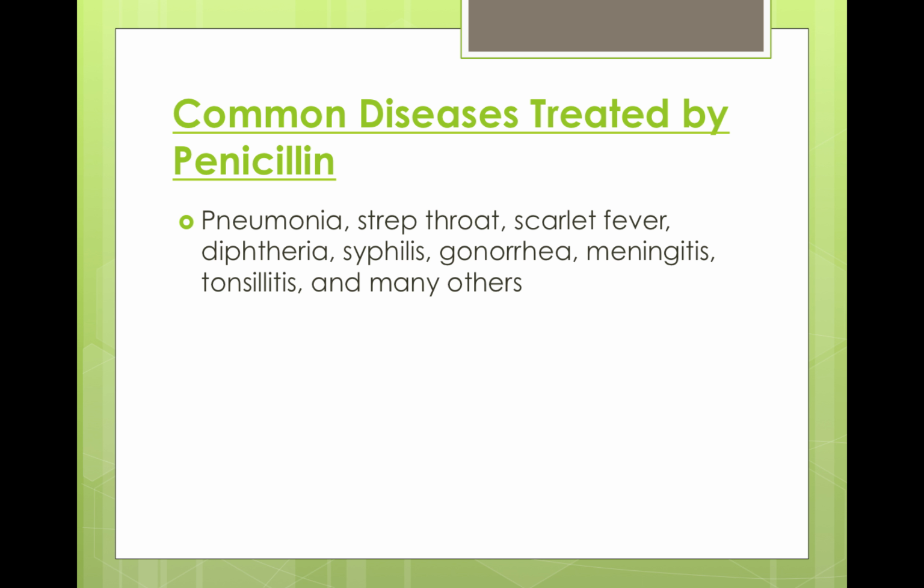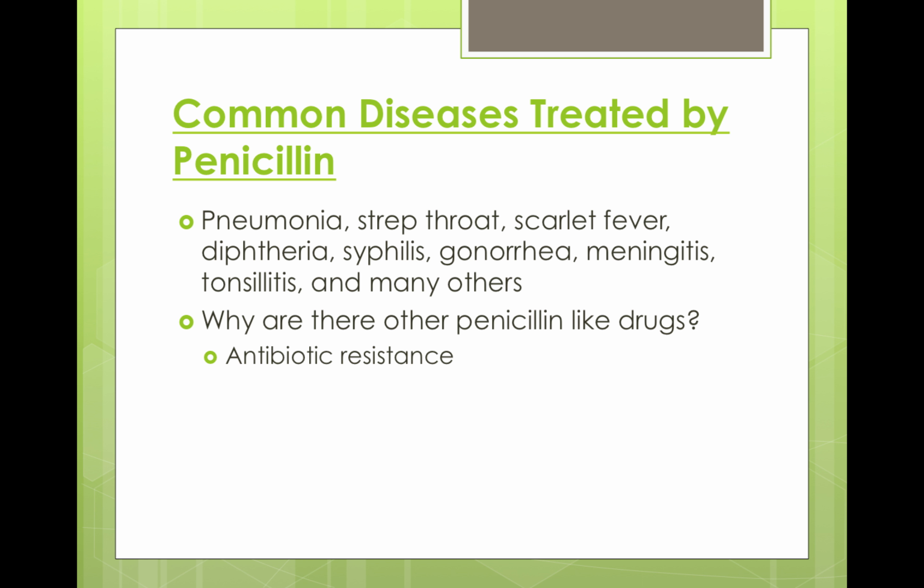So why are there other penicillin-like drugs when penicillin covers so many things and is kind of the big miracle drug? Well, the reason we have different penicillin-like drugs is because of antibiotic resistance. Penicillin has been used so much since its discovery. It was used a lot in World War II for the soldiers, trying to keep them healthy. But by being used so much, a lot of bacteria has become resistant to it, and it is not as effective anymore. So we have different types of penicillin that are slightly different, but still do the same thing to combat this resistance.